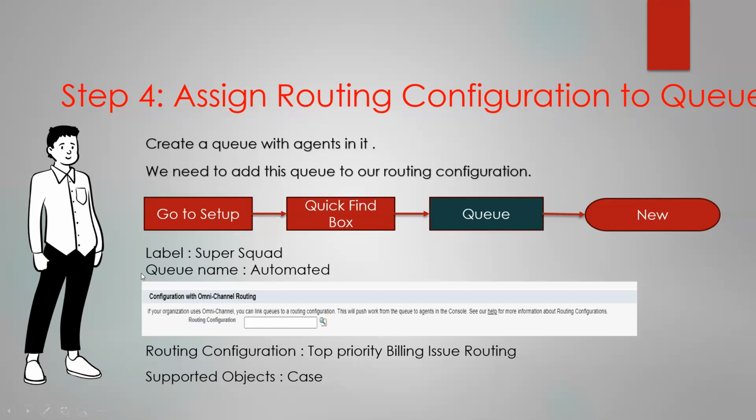So the new thing will be this one: Configuration with the omni-channel routing. You created the routing configuration, right? So it will be enabled, and this checkbox will automatically come in your queue. Here you need to check what you created, top priority billing issue routing. You need to select this. That's it. Let us see practically.